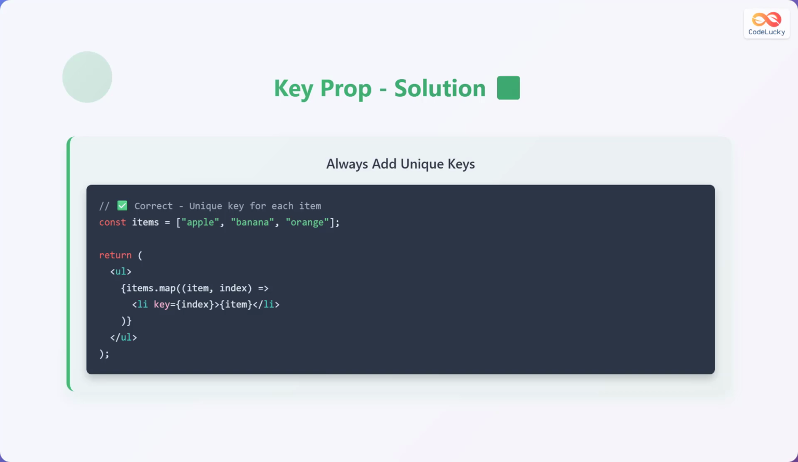So, in the corrected code, we are passing the index of the item as the key prop to the list item element. This ensures that each list item has a unique key.